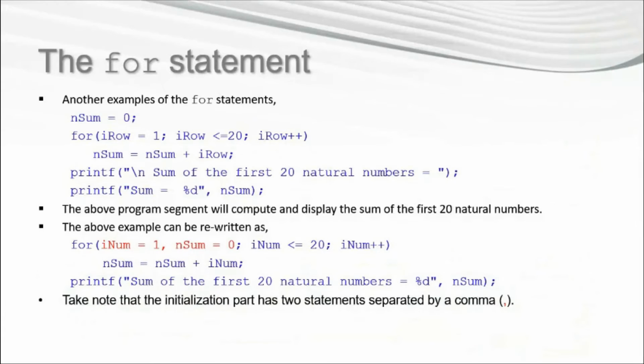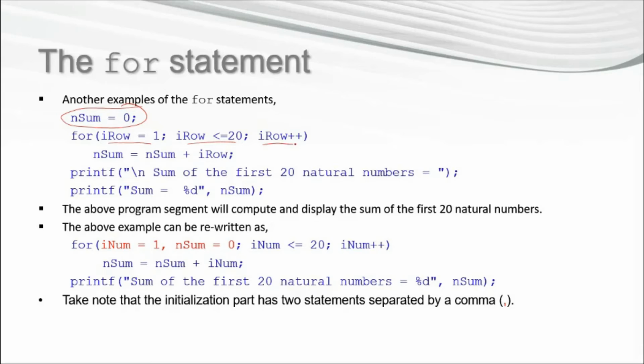So another example of the for statement is something like this. We initialize nsum equal to 0. Then the for loop starts: irow equal to 1, so irow is initialized to 1, irow less than or equal to 20, irow plus plus.